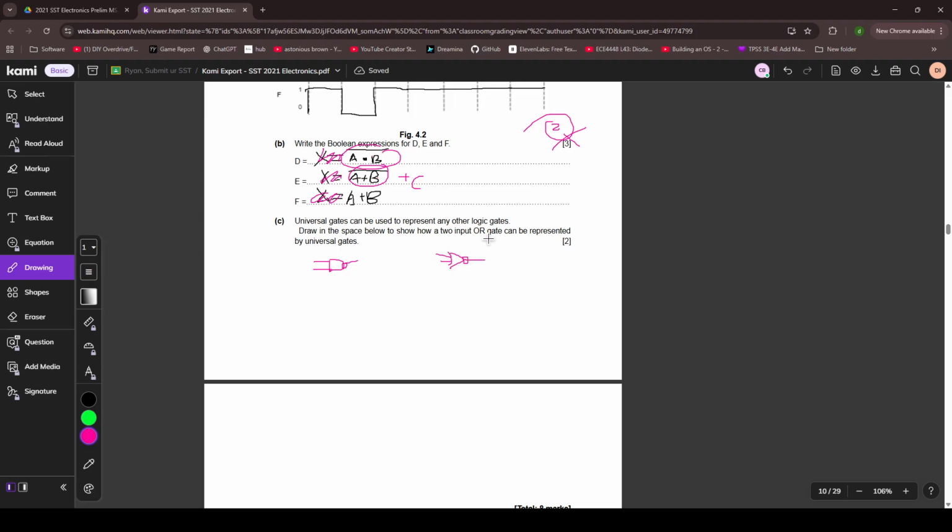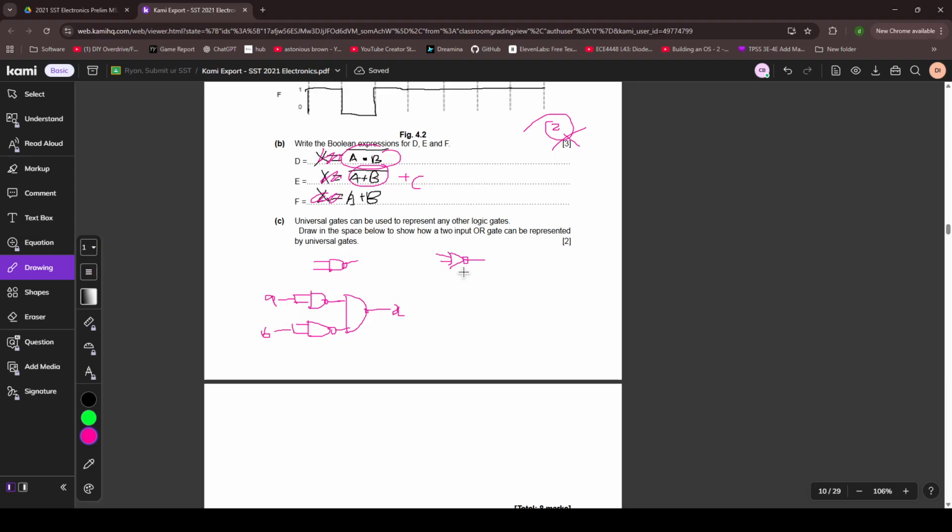To make an OR gate using NAND, it's quite difficult. You have to do this. This is for NAND. I'm not going to explain why this works. I have a full explanation for that in my video on universal gates. Where A and B are the inputs, X is the output.